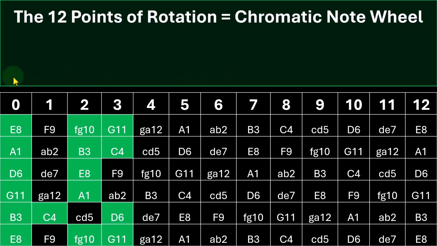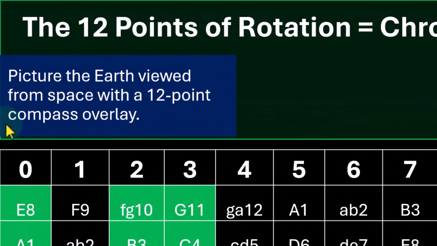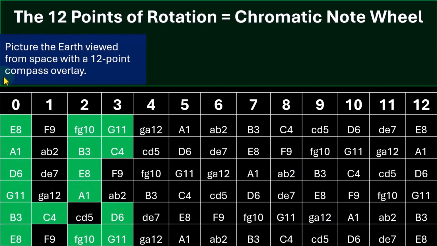So let's give another example to see what I mean. The 12 points of rotation equal the chromatic note wheel. So picture the Earth viewed from space with a 12-note compass overlying it. So this is the 12 notes. We have 12 notes. That's our degree of rotation.